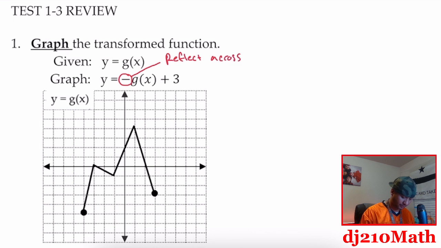Across, so it's vertical, right? So it's vertical, so it's this way across the x-axis. And then the +3, again, this is outside of the function, right? It's away from the x, outside the function. This is a shift up 3. So let's reflect it and then shift it.